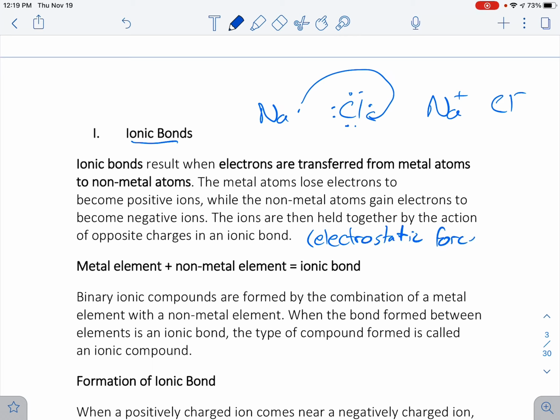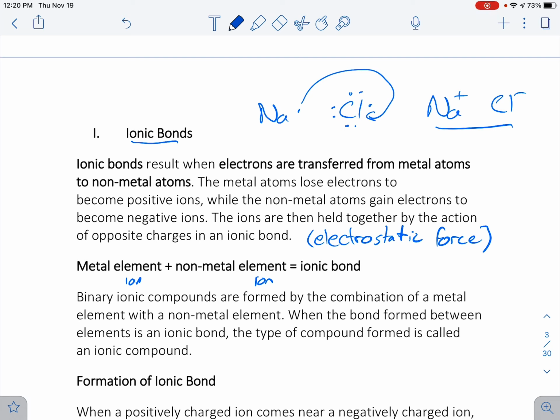And it is the force between any two charged particles. Metal element plus non-metal element equals an ionic bond. Particularly metal ion plus non-metal ion. You don't even have to do the chemistry. Sometimes you can find solutions that have these ions just floating around in them.